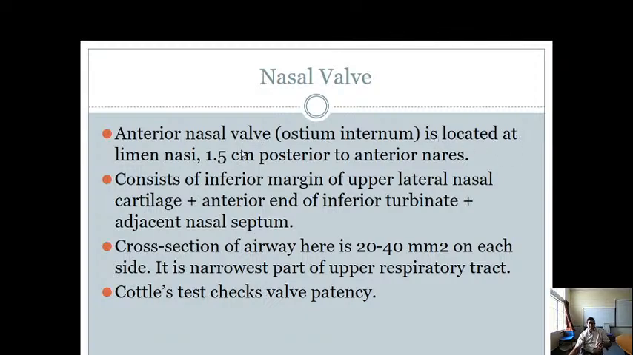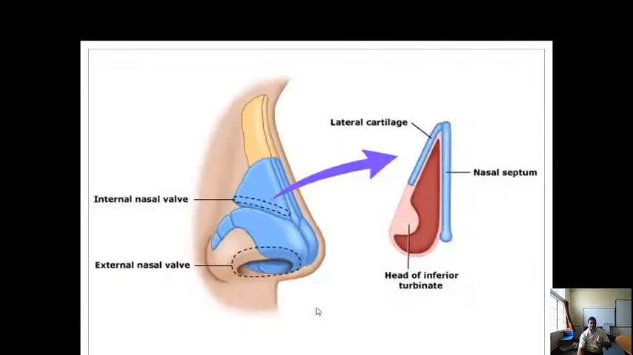See, that is the area where you have the nasal valve, 1.5 centimeters posterior to the anterior nares. Okay, and this is what we have already discussed: the cartilage, the anterior end of the inferior turbinate, and adjacent nasal septum, and in cross-section the airway. And the Cottle's test checks the valve patency.